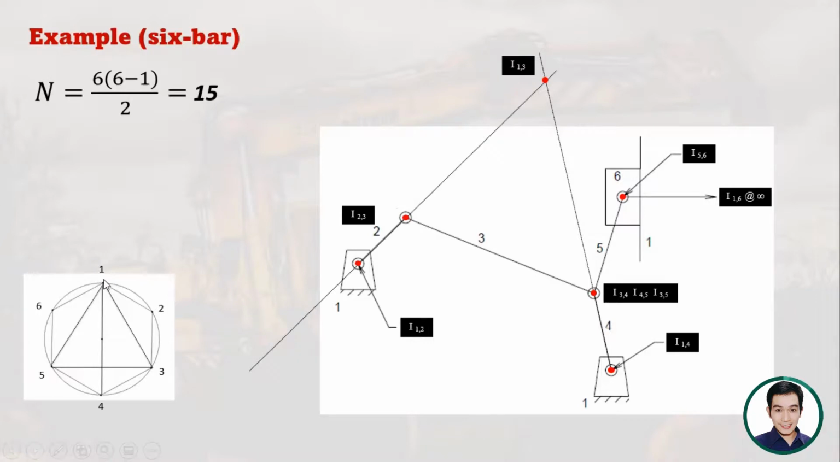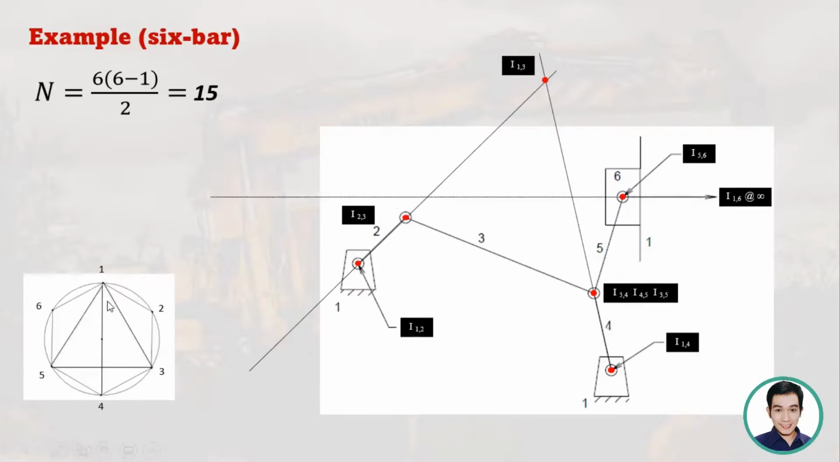So the intersection of 1,6,5 and 1,4,5 is the next IC. So first we locate the 5,6. So 5,6 is here. And since 1,6 is infinite, it will have a horizontal perpendicular to this ground, so that the IC is this one. So it's vertical. It's horizontal, but it's perpendicular to the ground. So this is the intersection of 5,6 and 1,6.